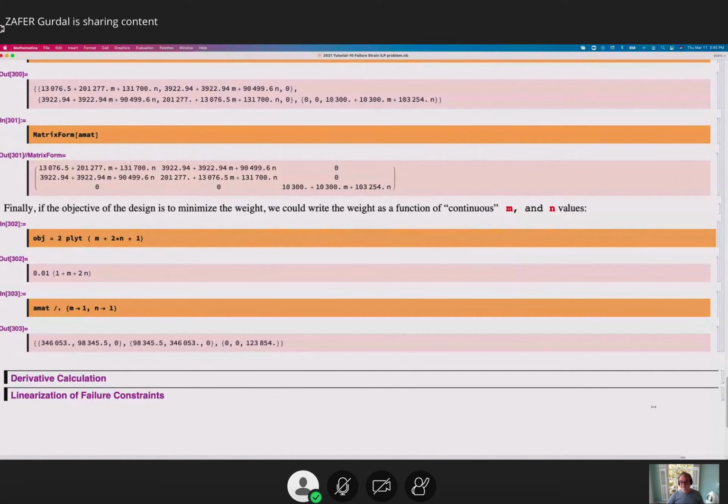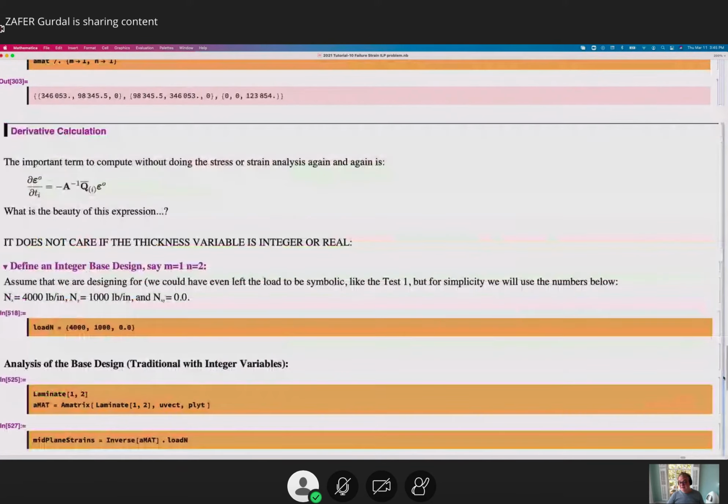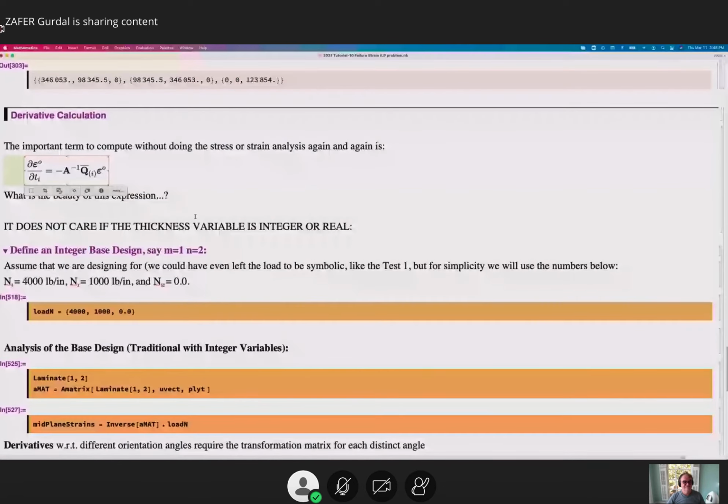All right, derivative calculations. Now we are ready to evaluate the derivative of mid-plane strain with respect to the ply thicknesses. Okay? As I said, this formula should work if I have the A matrix, whether I have an integer design or continuous design. This equation doesn't care, as long as you have these quantities on the right-hand side.